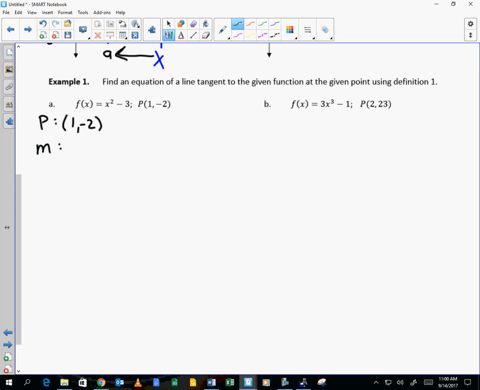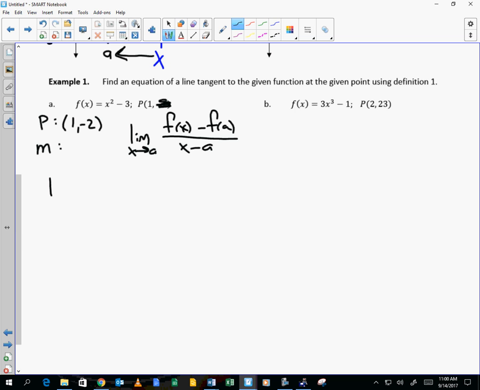In order to find my slope, I do the limit as x goes to a of f of x minus f of a all over x minus a. Now, on your worksheet, I don't give you the y value, okay? A lot of people struggled with this. I didn't think that would come up, but we'll pretend like you don't see the negative 2 there, okay?